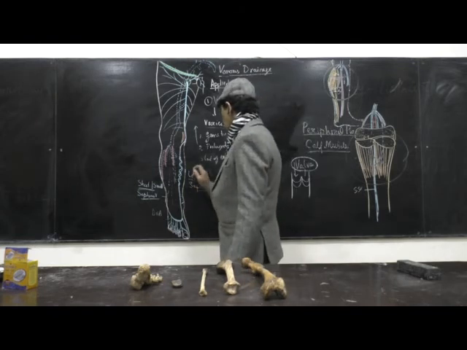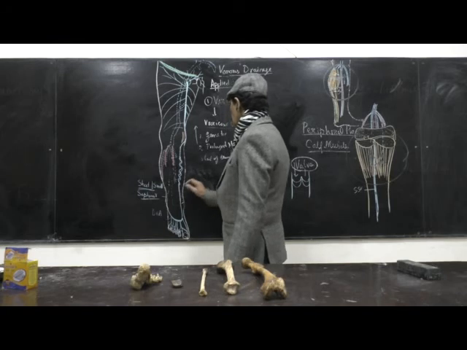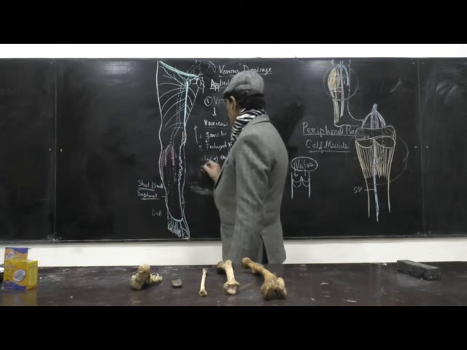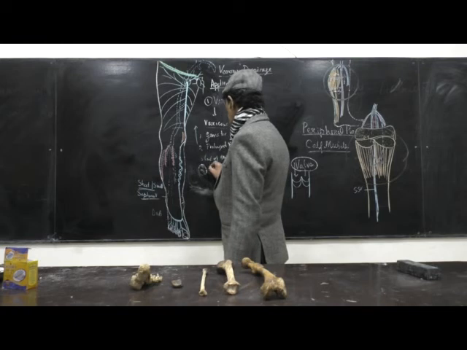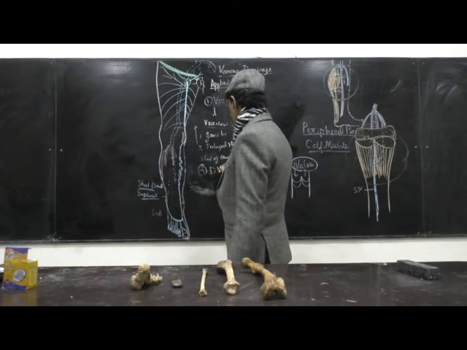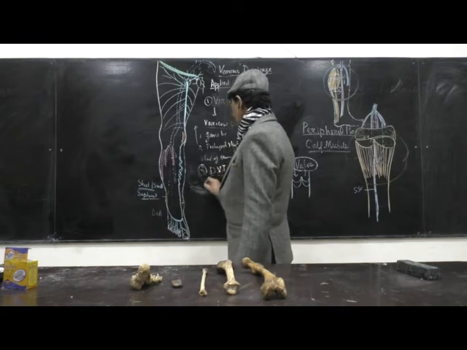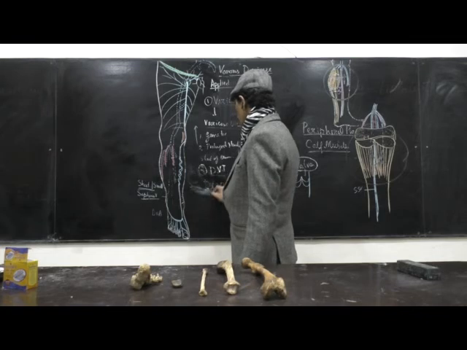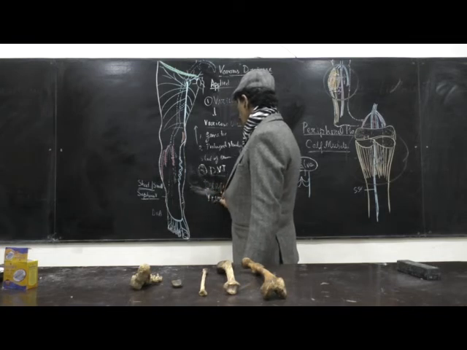Another related applied aspect of the venous system of the lower limb is the DVT, that is, deep vein thrombosis.